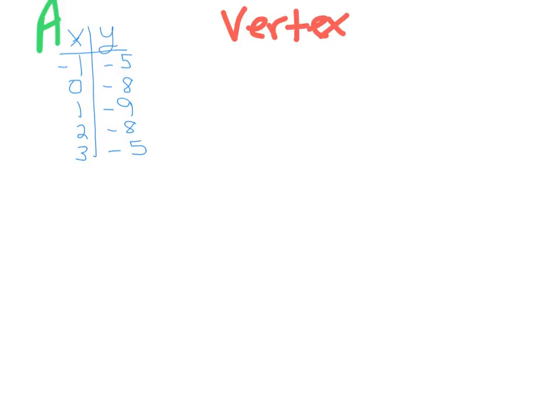So the vertex here, when you're looking at this table, again, you're looking for the unique value in your y column to help determine your vertex. Well, cool. The 5s are there together. The 8s are there together. So that is my vertex. Okay, so my vertex is (1, -9).